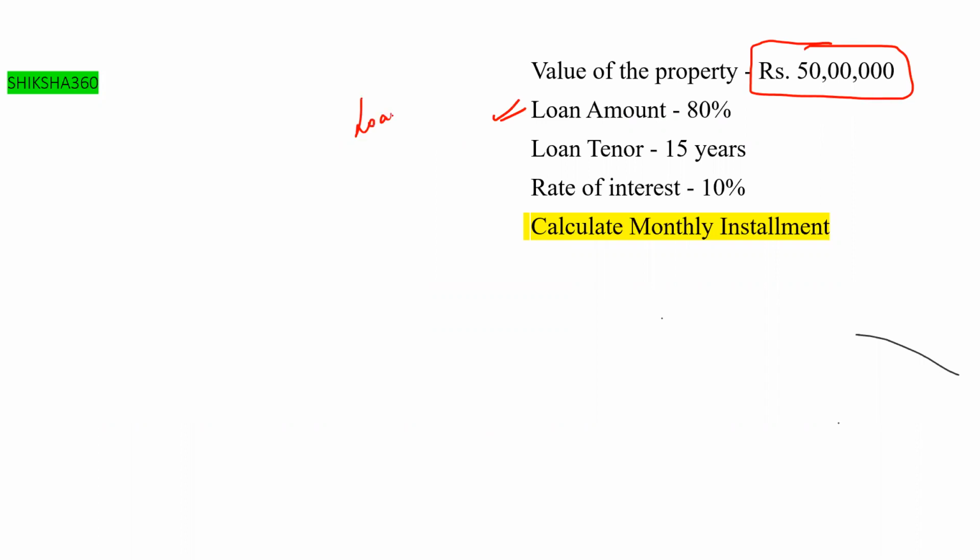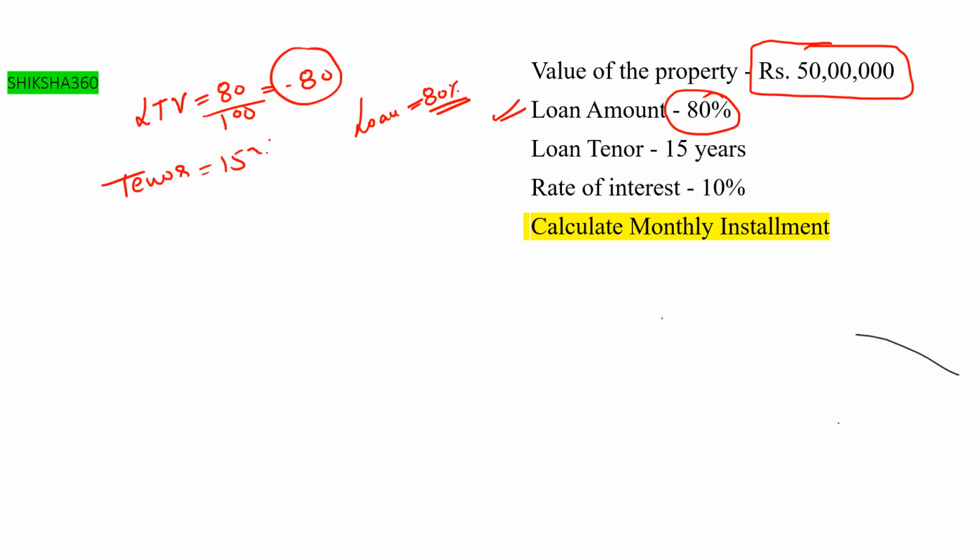Loan amount: how much is the loan amount? 80%. In a reverse mortgage loan, the loan is not given for the entire value. Whatever value is mentioned, they will not give the exact full amount, only a specific percentage. So here the loan amount is 80%, which is known as the LTV ratio, that is 0.80.